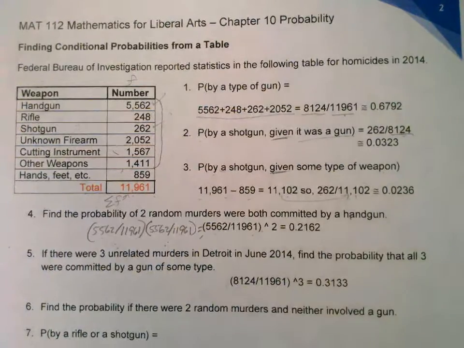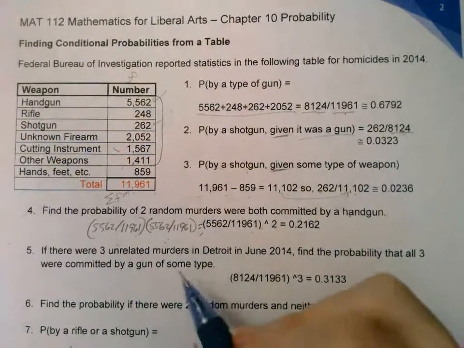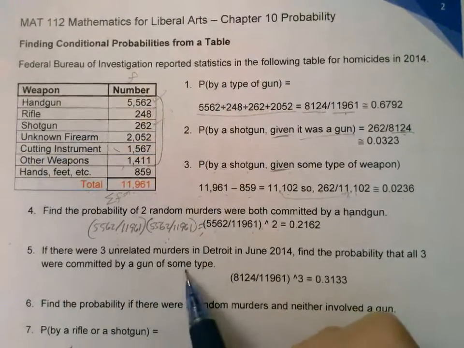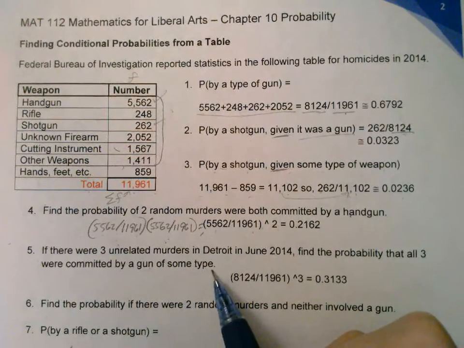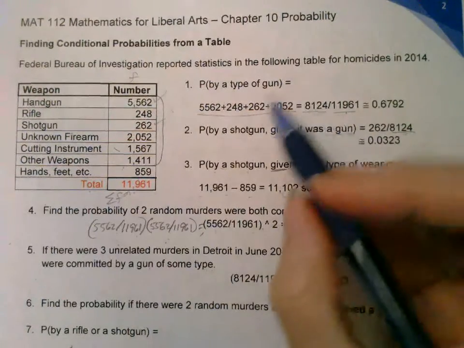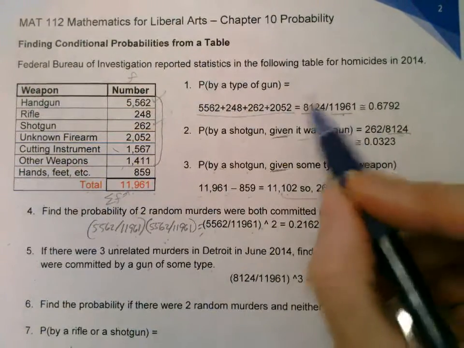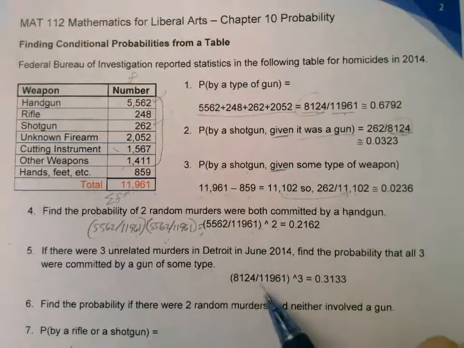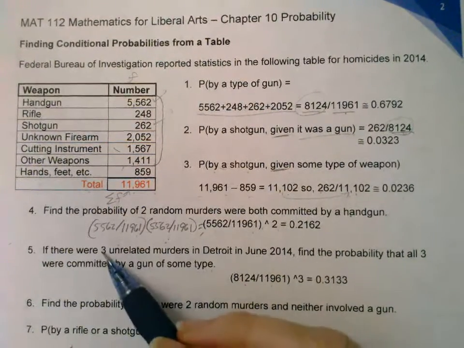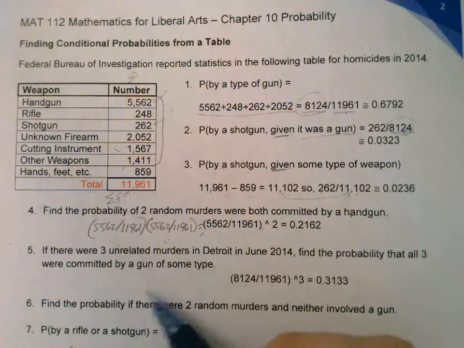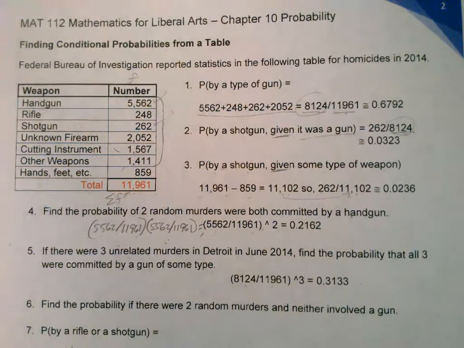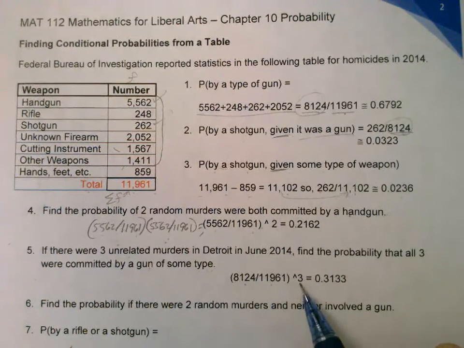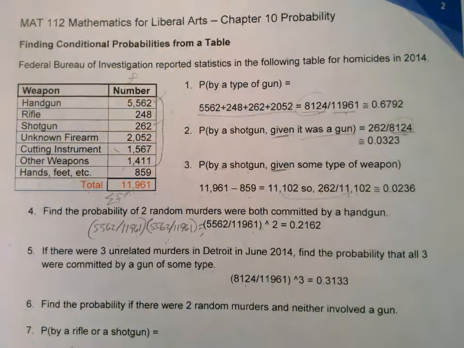get this. Okay. So 3 unrelated murders, probability that all 3 were committed by a gun of some type. A gun of some type we had, given they're a gun, so this number here was a gun of some type out of all of them. And because there are 3 different unrelated murders, then you're multiplying this 3 times or raising it to the third power, and you will get that. Okay.